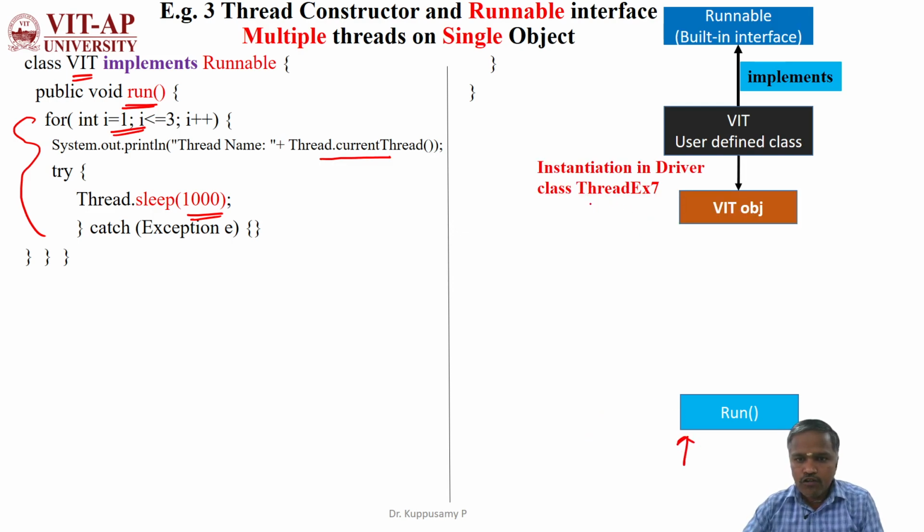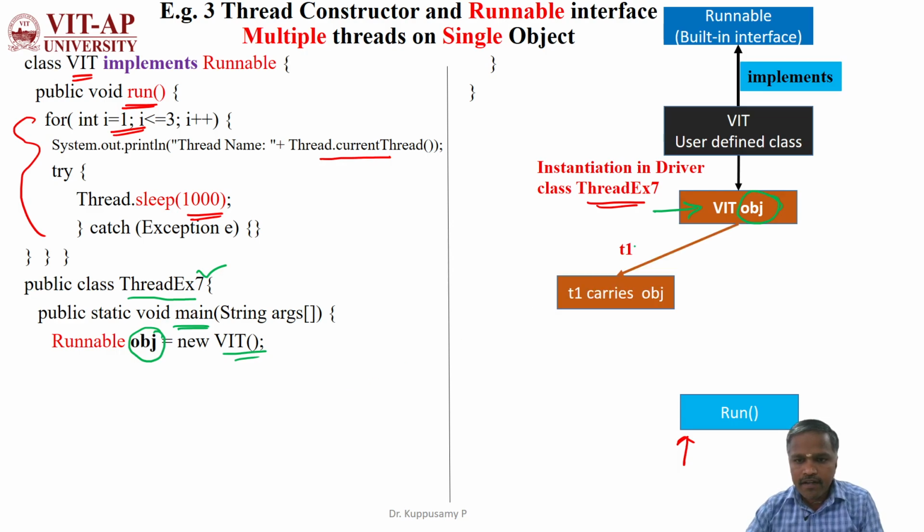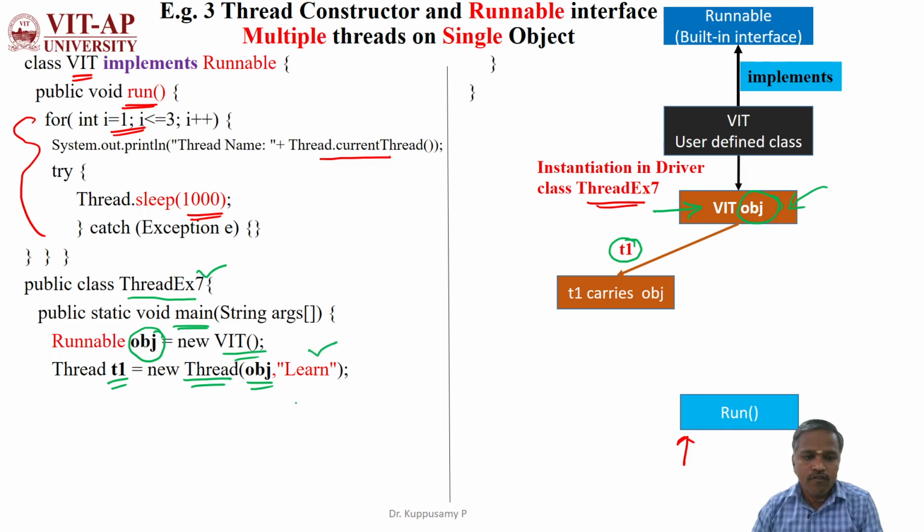Then I am going to define ThreadEx7, the driver class name, to create the object obj. So as per that, the code is written here. The ThreadEx7 main method is written because this is the driver class. Then obj is created by using the class name VIT. Now I am defining the thread t1 for carrying the obj object. So thread t1 is defined by using the Thread class constructor. Then obj is carried by this t1. Then I am assigning the name for this t1, which is learn.